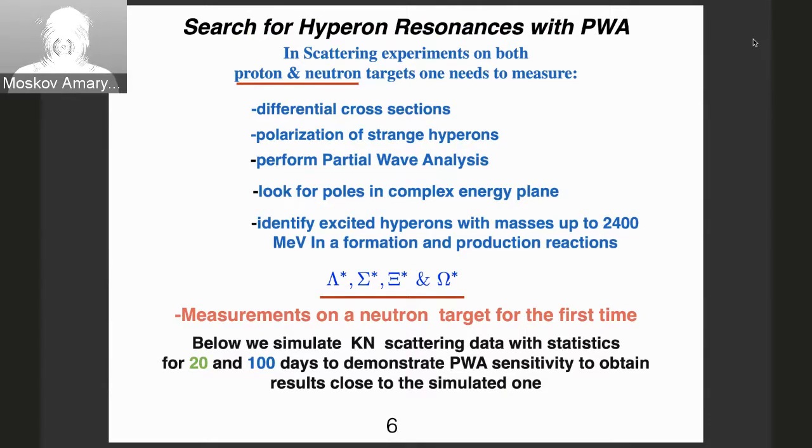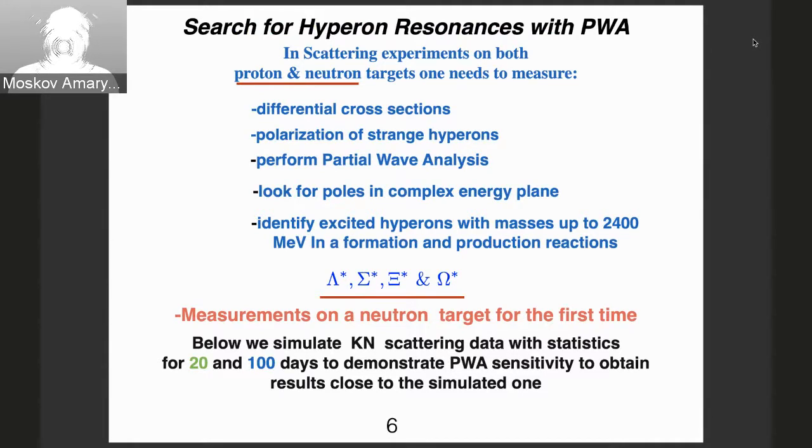Now this word formation is very important, because essentially what we are proposing is a KL beam, which means all energies of the beam will be available at once. So you don't have to change the momentum of the beam 1,000 times. With steps of 1 or 2 MeV over some range of masses, we can scan and make a formation of sigma stars, and if we use a neutron target, then lambda stars. The measurements on a neutron target will be for the first time.